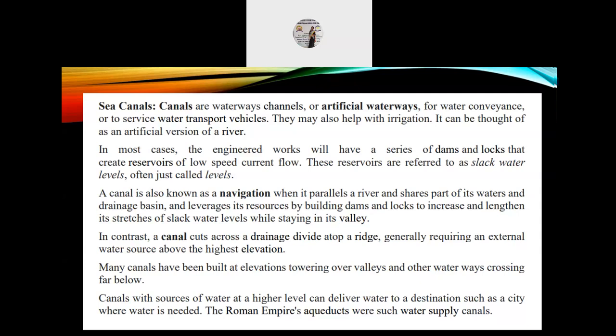Many canals have been built at elevations towering over valleys and other waterways crossing far below. Canals with sources of water at a higher level can deliver water to a destination, such as a city where water is needed. The Roman Empire's aqueducts were such water supply canals.